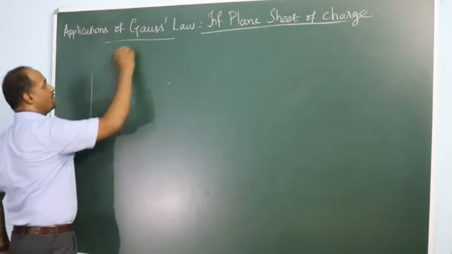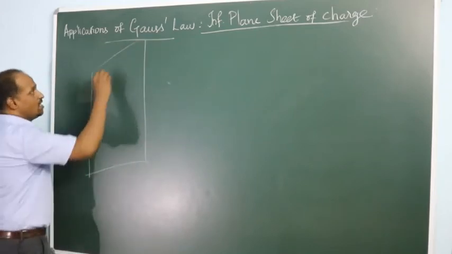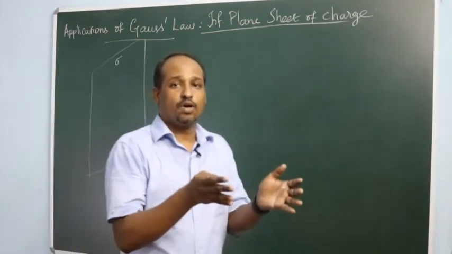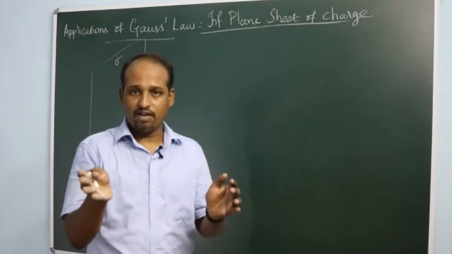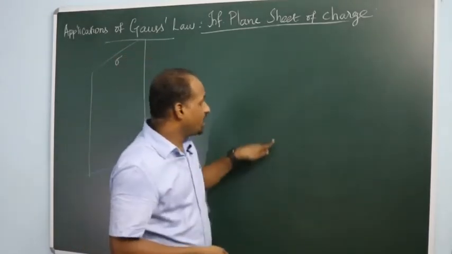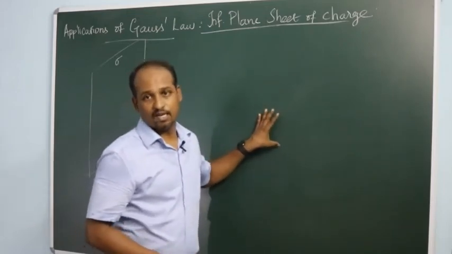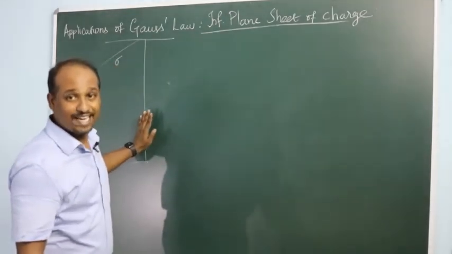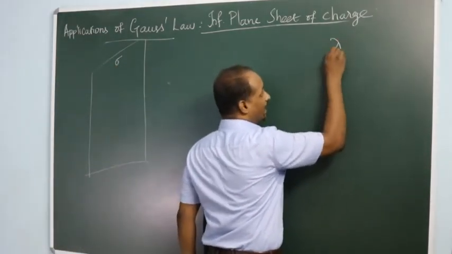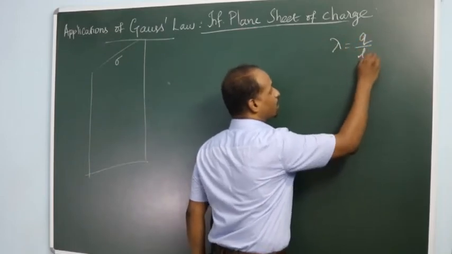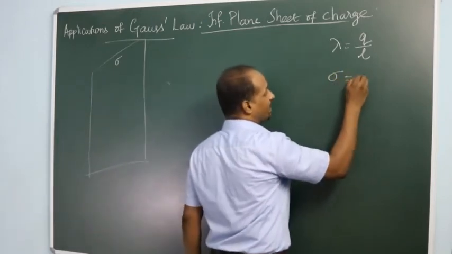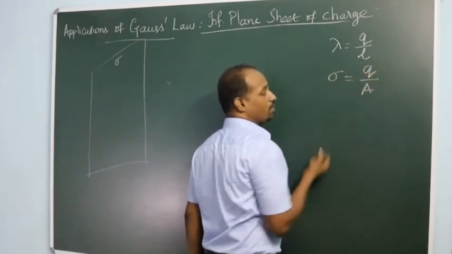Suppose there is an infinitely large sheet of charge. Then the charge density will be the amount of charge per unit area. A sheet of charge is two-dimensional. So for a linear charge, charge per unit length will be there. For an areal charge, charge per unit area will be there. The linear charge density lambda is defined as the total charge by total length, or charge per unit length. Then sigma is defined as the total charge per unit area.